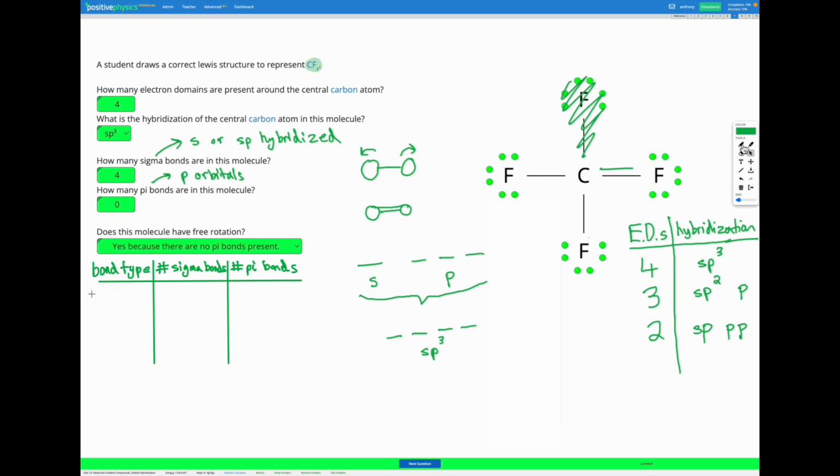So to summarize, single bonds contain 1 sigma bond and 0 pi bonds. So single bonds allow free rotation because they don't contain any pi bonds, and pi bonds are the only type that don't allow free rotation. Double bonds are made up of 1 sigma bond and 1 pi bond. So double bonds do not allow free rotation since they contain pi bonds, which do not allow free rotation. And finally, triple bonds contain 1 sigma bond and 2 pi bonds. So triple bonds also do not allow free rotation since they contain pi bonds, which do not allow free rotation.